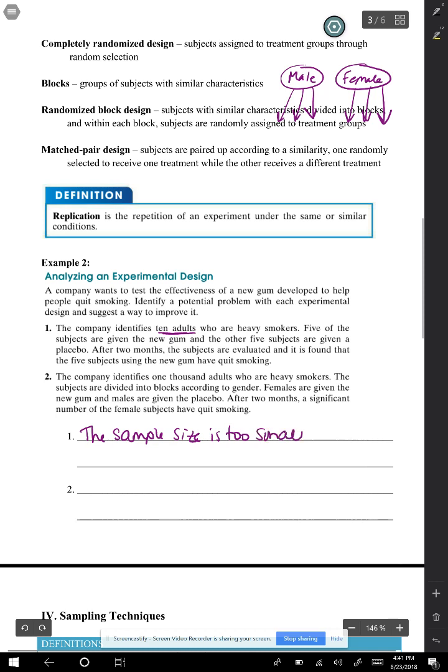So a way that you could improve the study would be to go back and replicate the study again, but use a larger sample. So we would replicate or do the same study again with a larger sample.